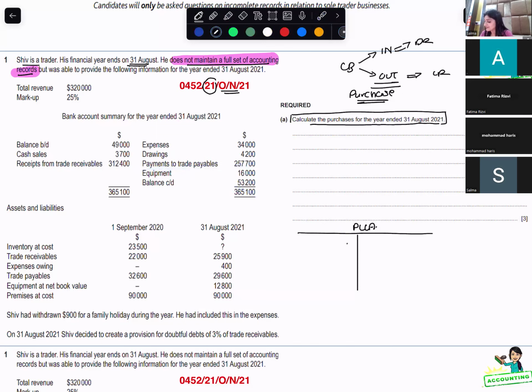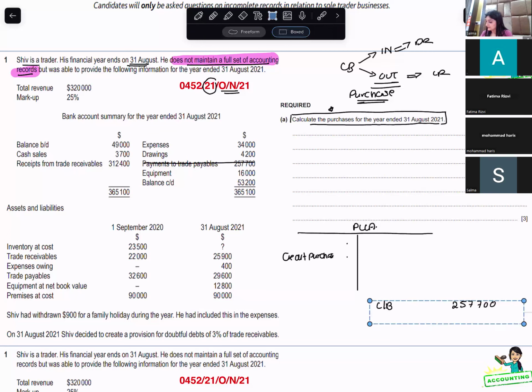Because it's credit, PLCA should have a credit balance. Below that, credit purchases. This is what I have to find out. Payment to trade payables, that means this is cash and bank, 257,700. Are you with me? Miss, I think it was supposed to be the other way around. Are you with me? Okay. Now go find purchases.